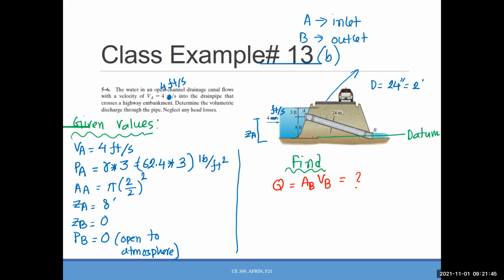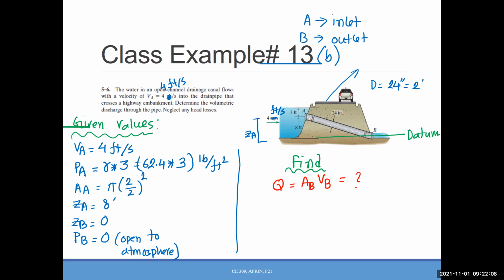When we work on the other class example 13a, you will see they mention that you have to work with absolute pressure. That time we will work with absolute pressure. But other than that, we can always work with the gauge pressure. Okay, so we have given values. We know which value we need to find. What is the next step?